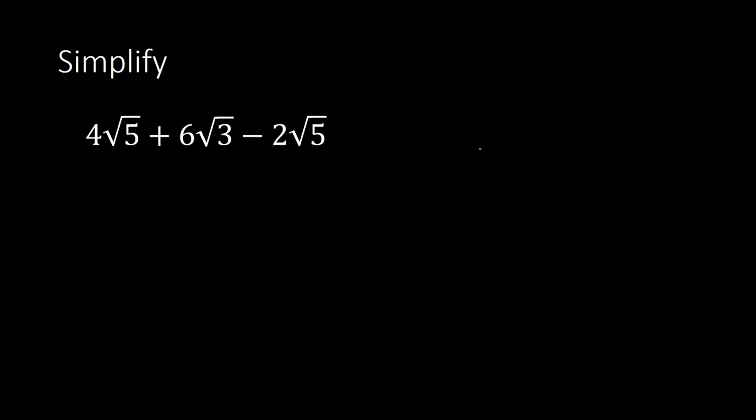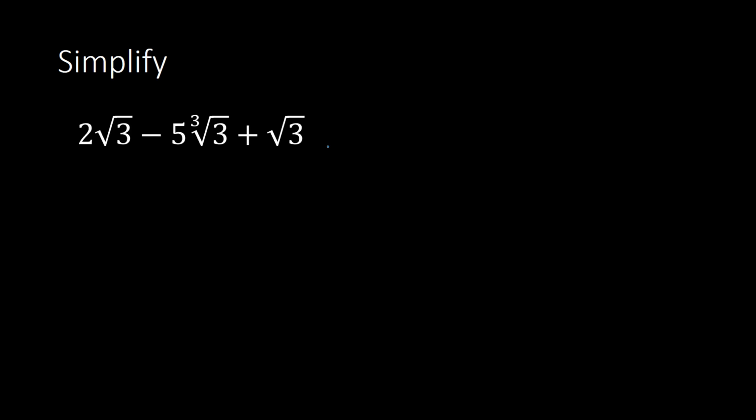Here's another example where we see 4 square root of 5 and minus 2 square root of 5 both have the same radical component. So those are like terms, and I can combine those just like we can do with variables, where I have 4 square roots of 5 minus 2 more square roots of 5. So those combine to give me 2 square roots of 5, and then the plus 6 square root of 3 as well. Now everything must be identical.